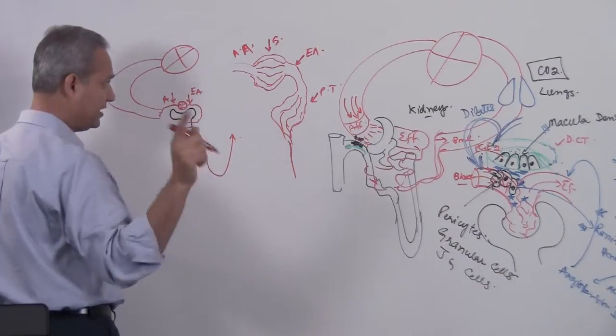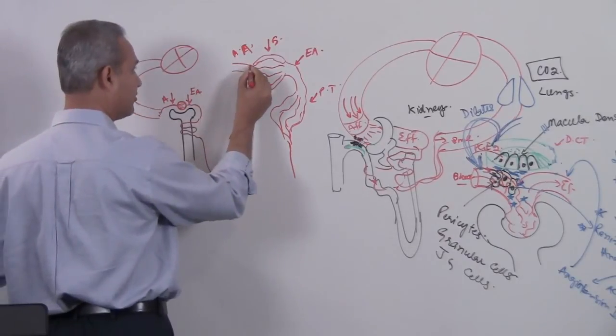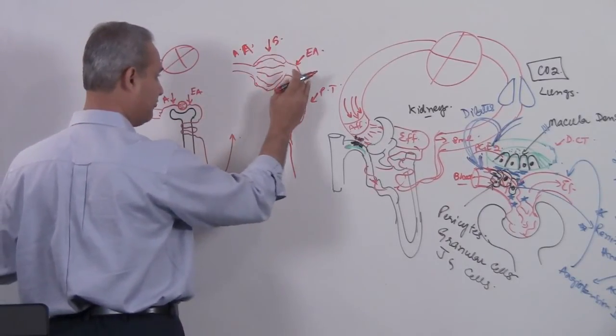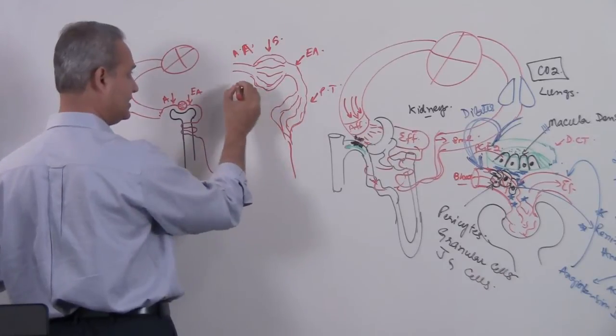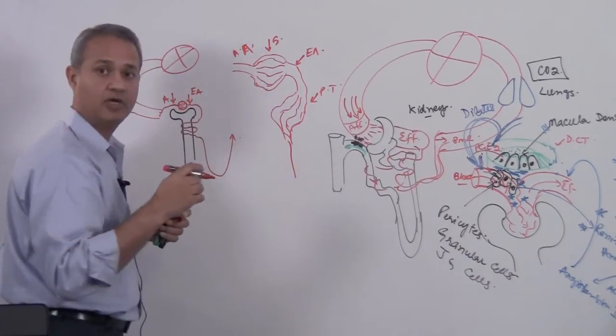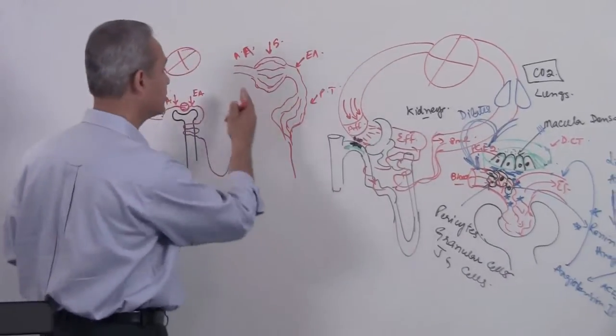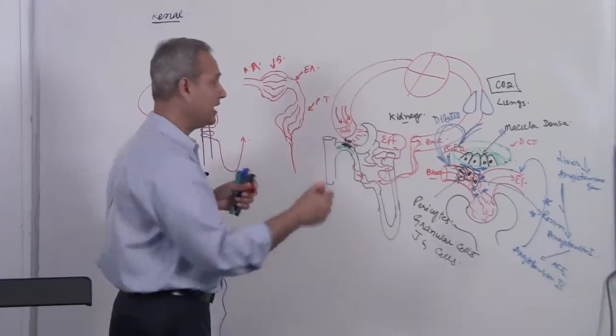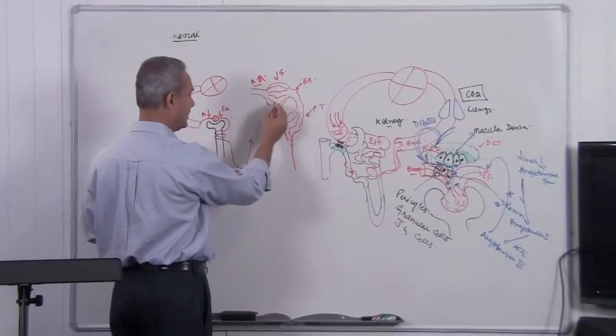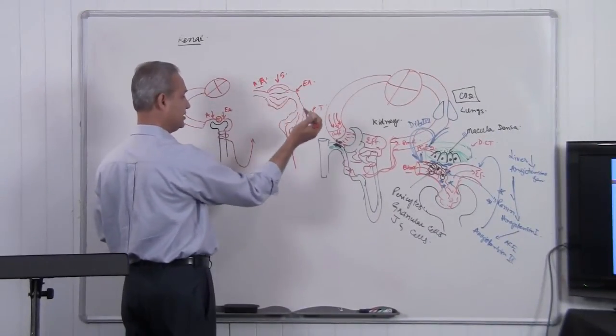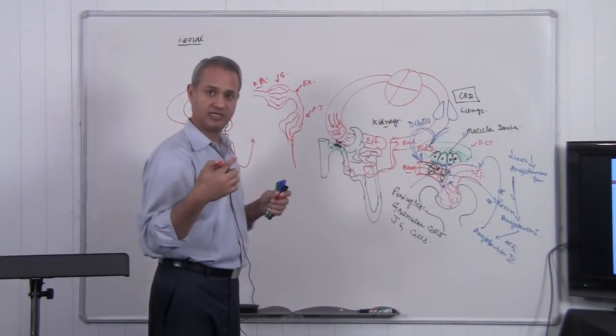But what is important here is afferent to glomerulus to efferent to peritubular capillaries. This is a series system. What does that mean? These things are connected in series, one after the other. Afferent arteriole comes first, then comes glomerulus, then efferent arteriole, then peritubular capillaries.